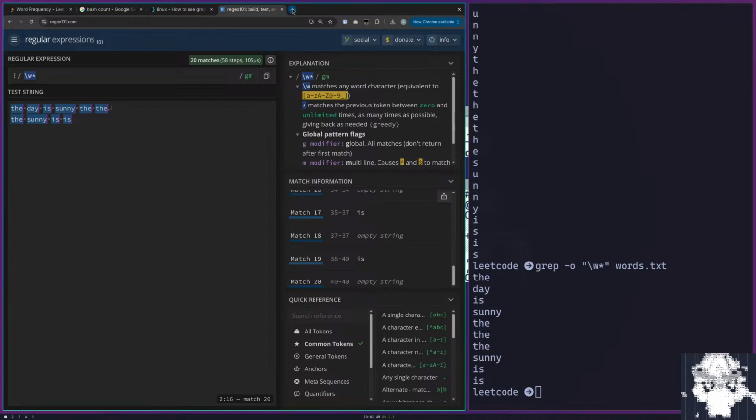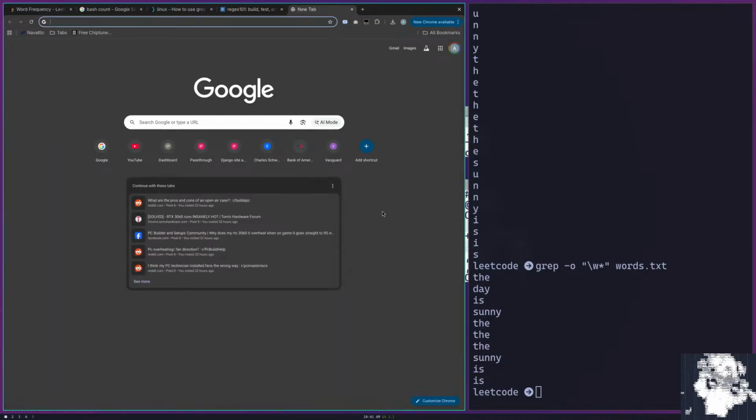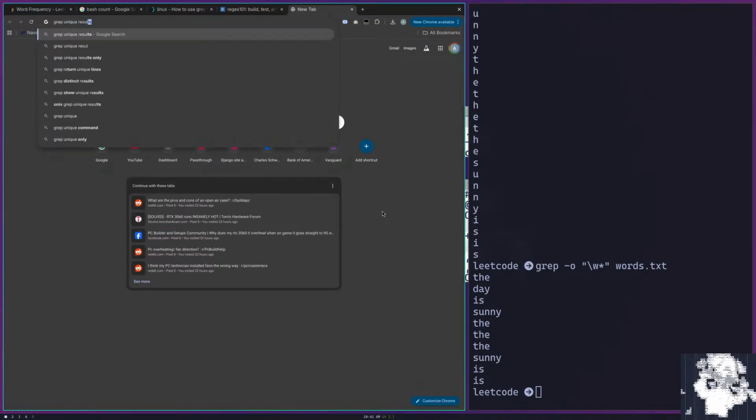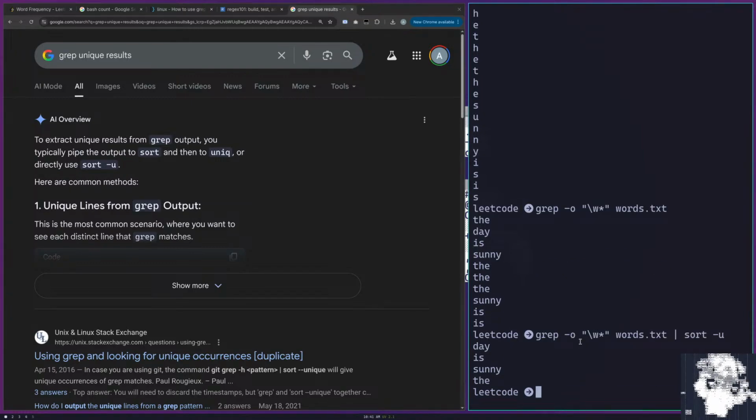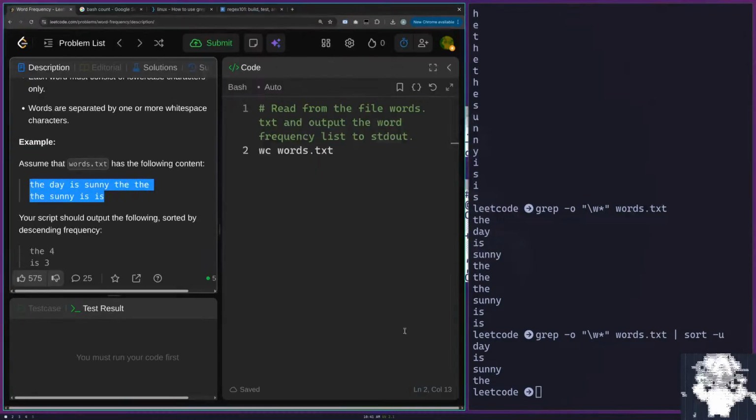Is there a way to say give me unique results? Grep unique results. I can pipe it into sort -u. Day is sunny the. And then I bet sort has a way to give me the count. Man sort.